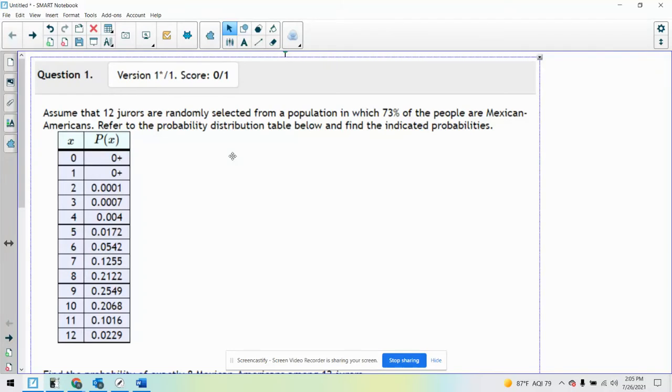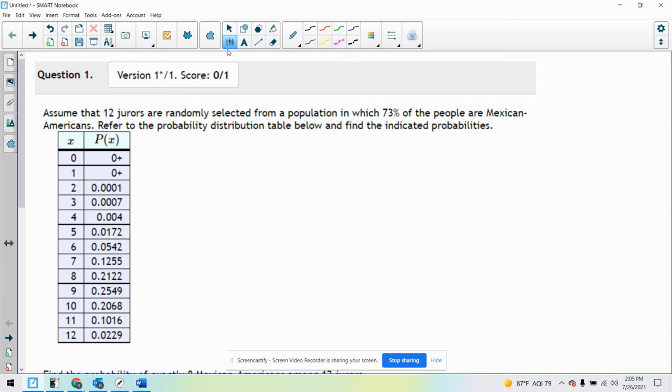Okay, this says assume that 12 jurors are randomly selected from a population in which 73% of the population are Mexican Americans. Refer to the probability distribution table below and find the indicated probabilities. So this is the number of Mexicans that could be selected in the jury, and this is the percentage of that specific outcome. So there is a 0.1255 chance that the jury will contain 7 Mexican Americans.